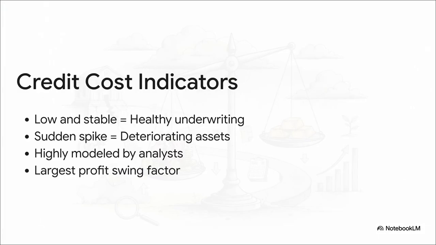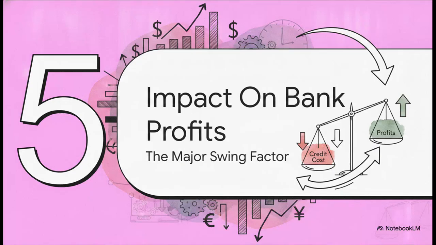Wall Street analysts absolutely obsess over this metric. A low, stable credit cost screams healthy underwriting, meaning the bank is actually smart about who it's handing cash to. But a sudden spike? That signals rapidly deteriorating asset quality. Analysts ruthlessly model this metric forward because, especially for higher-risk lenders, it's literally the single largest swing factor in a bank's overall profitability.